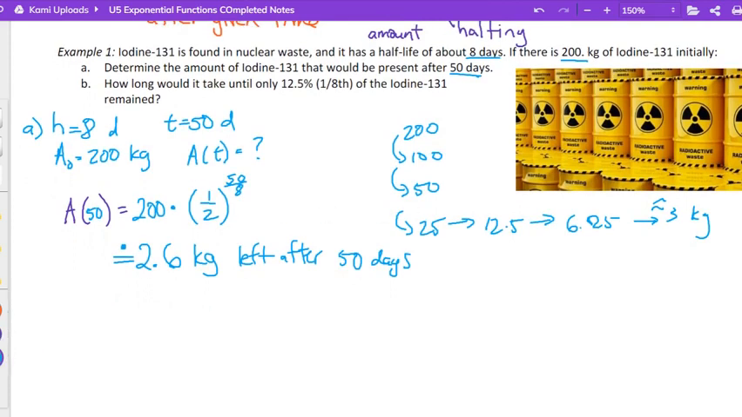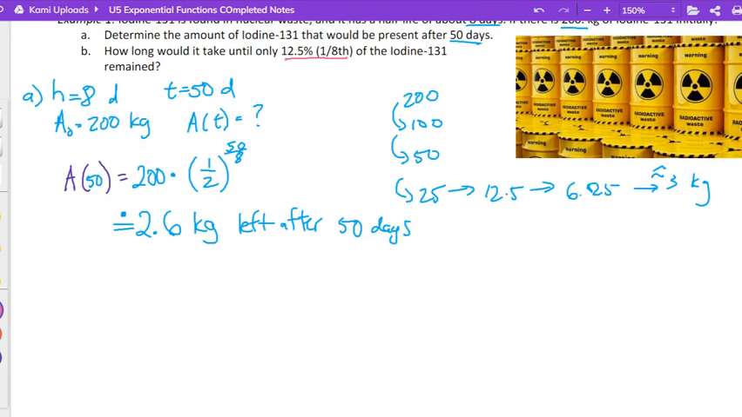All right, what is B asking us to do? Determine how long it will take. Ooh, I like this one. Get ready. How long will it take until only 12.5% or 1/8 of the iodine remain? I want to show you something. This is a tricky one, but an important one.